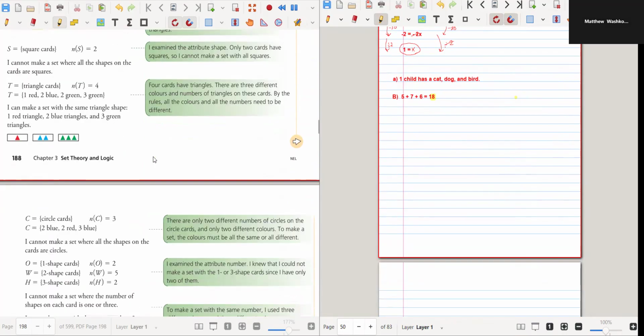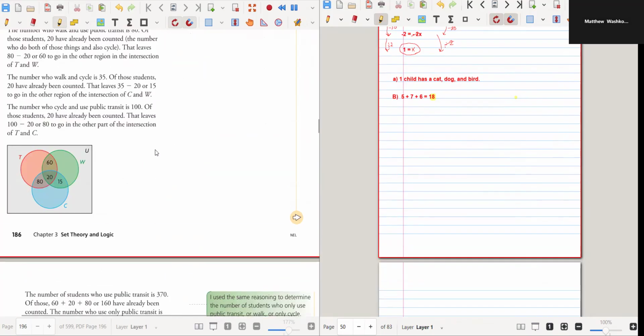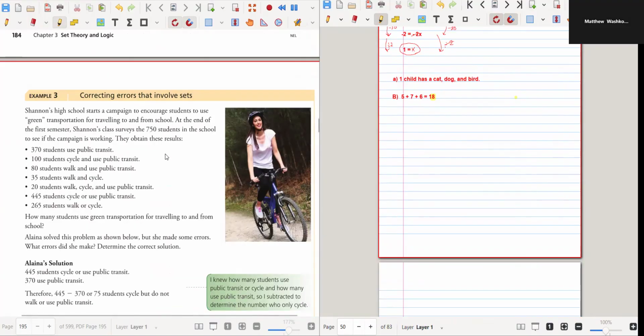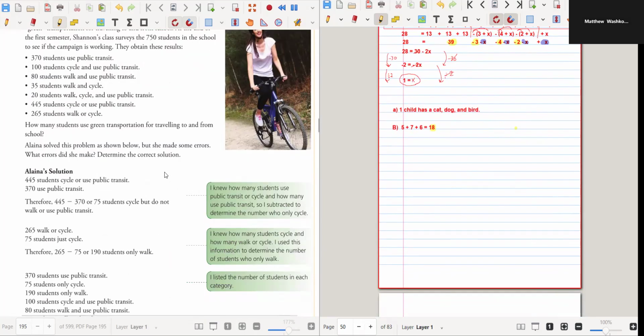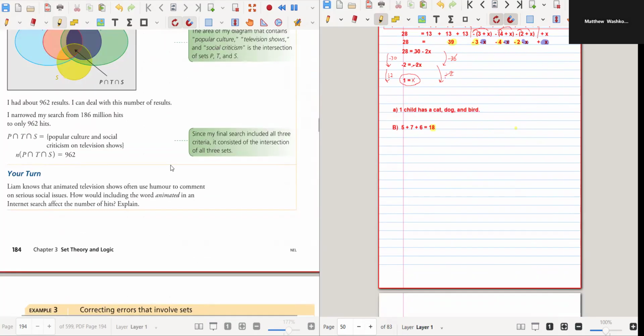Okay, we're going to do another one here. Which one do I want to do? Winning the game. I don't really want to deal with that one. I think you guys are okay there. Correcting errors that involve sets. You guys are capable of doing this because you just have to do it correctly and then figure out what they did wrong. You guys are good there.